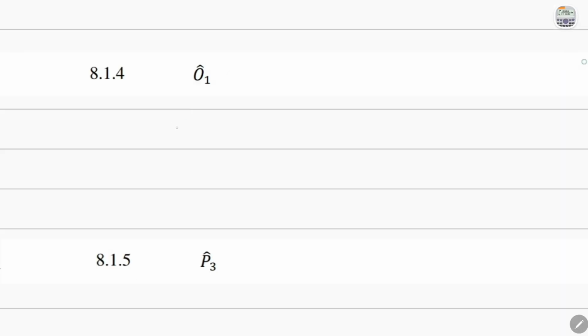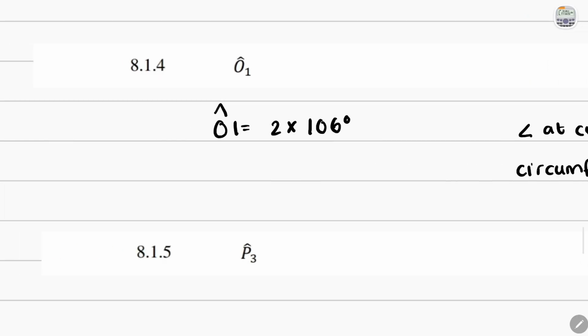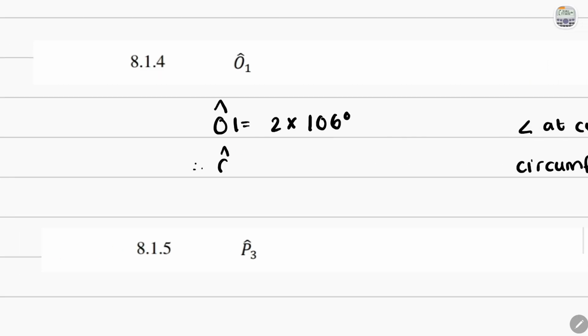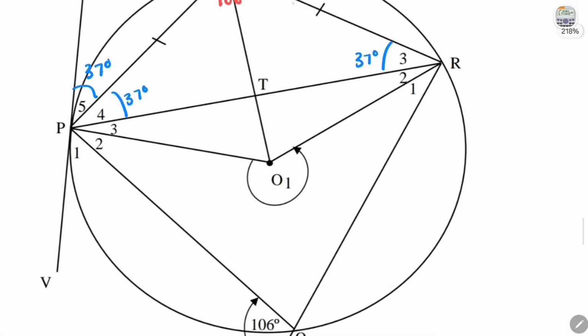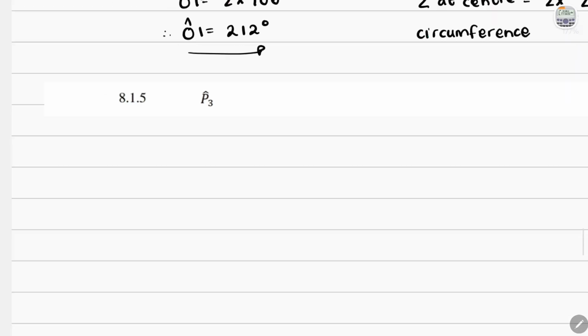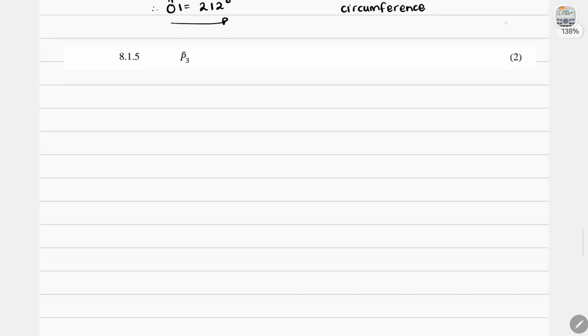Okay, so this means angle O1 is twice the size of the angle at the circumference, 106 degrees, because they're supported by the same arc. So we'll put our reason down. Okay, and so therefore angle O1 is equal to 212 degrees, and that is our answer. You can also make sure to fill it in because it will probably help you. So 212 degrees. Okay, so that is our answer. Moving on to the next question.